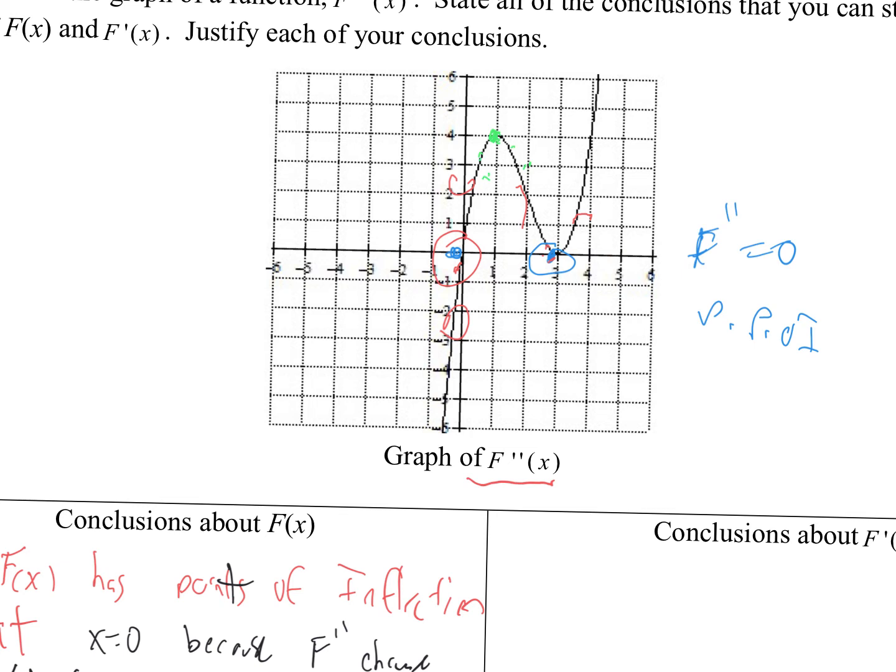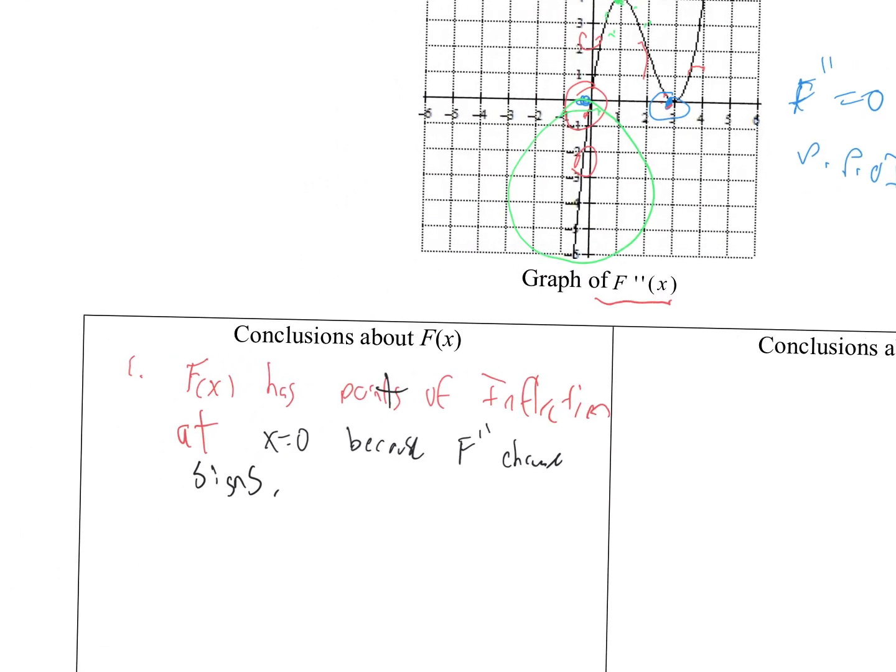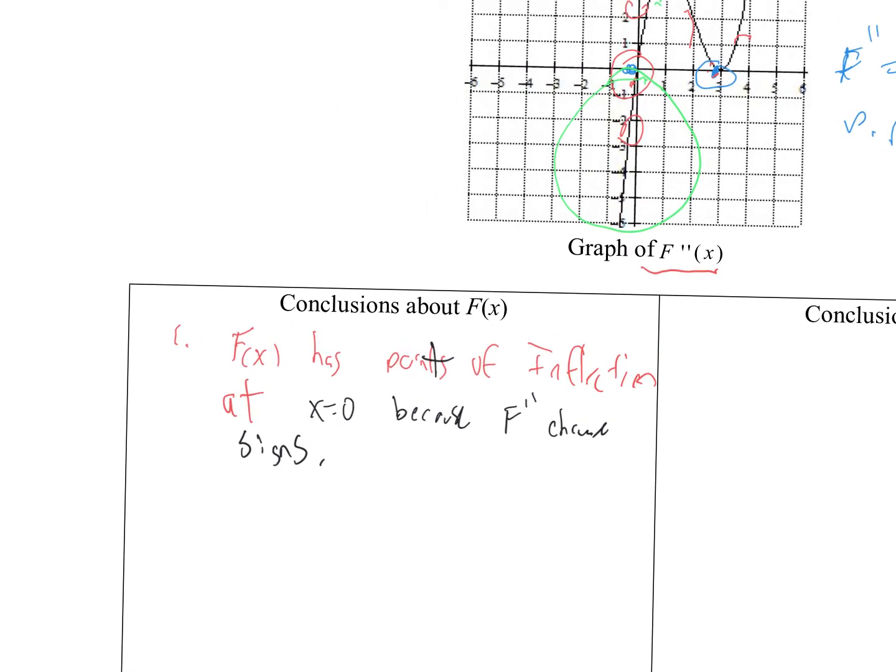What does it mean about this region down here? Well, it's related to what I just wrote, but it's worth mentioning. F is concave down from negative infinity until we get to that 0, because the second derivative is less than 0.